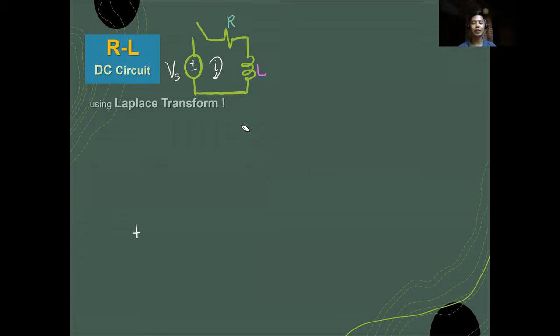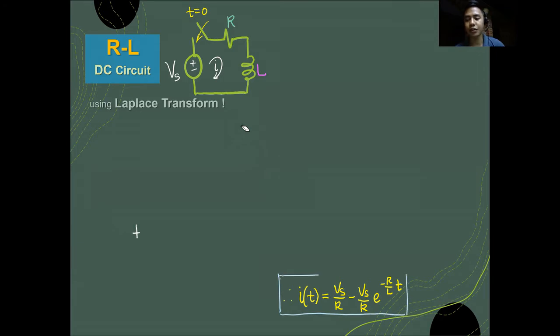So remember your RL circuit. We have a circuit, and at time equal to 0 it is closed, making the current flow at that instant. What will be the behavior of your inductor? We know that in the ordinary differential equation, we have this expression. Now let us derive the same equation using the Laplace transform, instead of the analytical method.